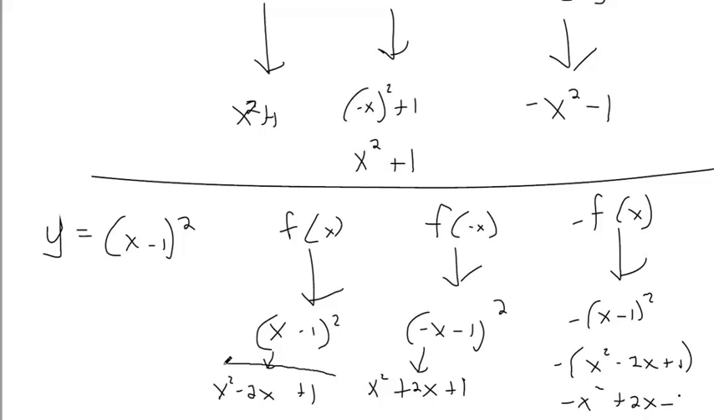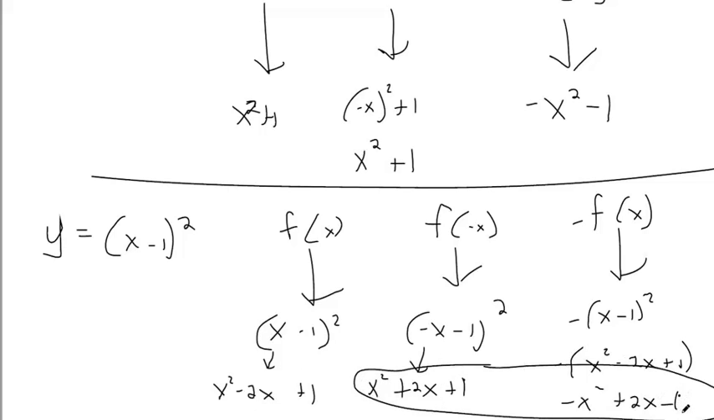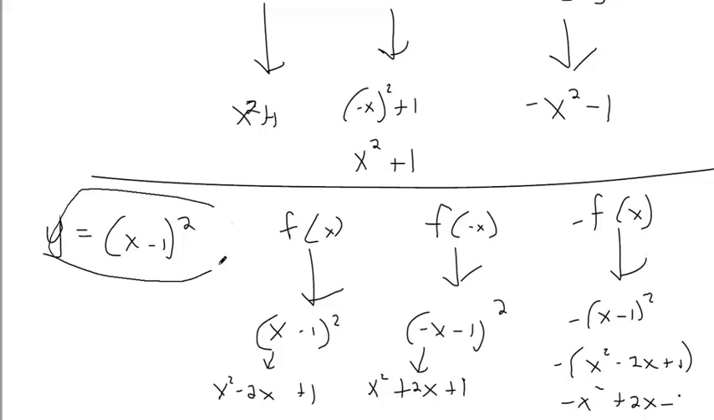Okay, it's even if these two things are equal, but they're not because of that sign in the middle. It's odd if these two things are equal, but they're not because there are two different signs that are not the same. So this one is neither even nor odd.